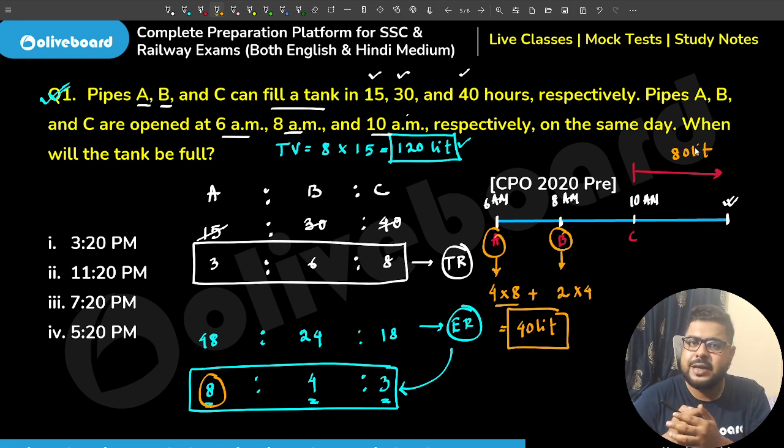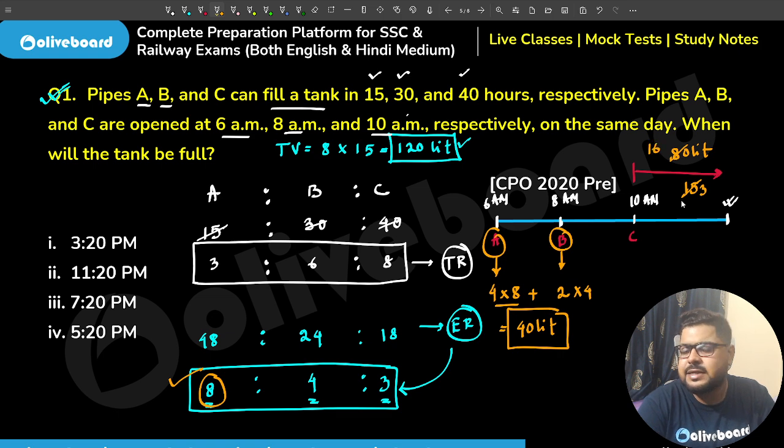And who will fill it? All 3 together, because now all 3 are opened. So what is the efficiency? 8 plus 4, 12 plus 3, 15. So how much time will they take? 80 by 15. So let's calculate 5 3s.